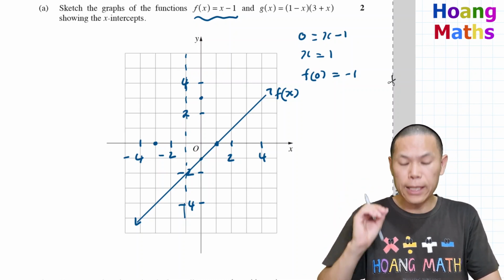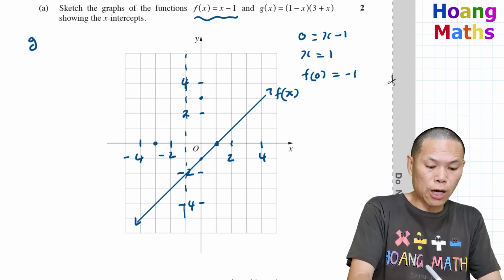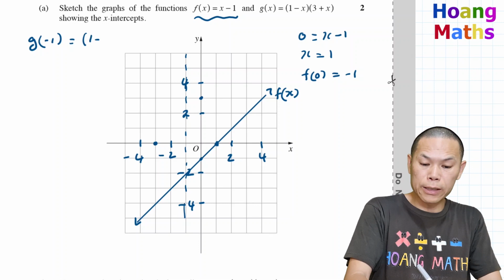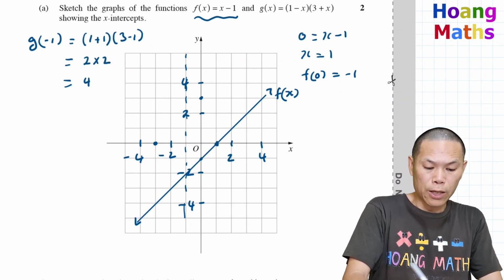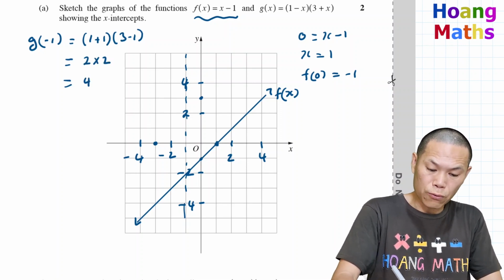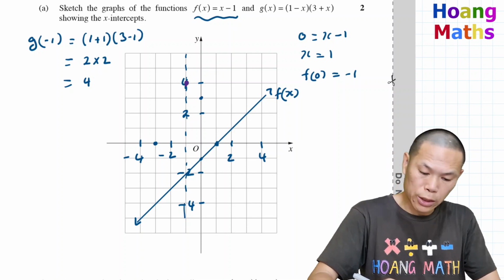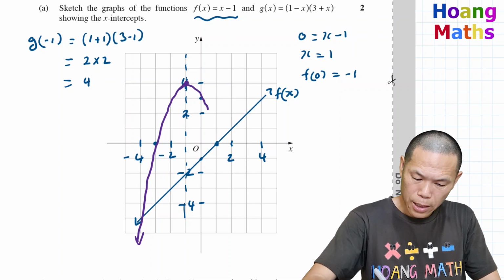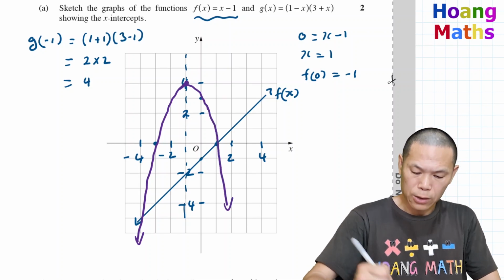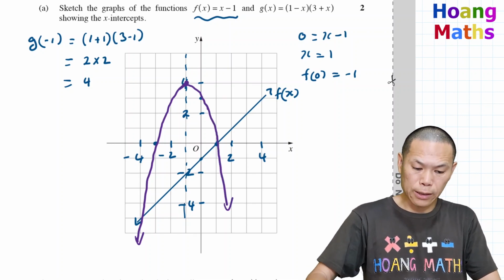So when x is negative 1, g of negative 1 is 1 plus 1, and then 3 minus 1. So that is 2 times 2, gives me 4. So the turning point is right here. So let me just quickly sketch it. And this side here. And just look at where we're going. So there you go. So that is a sketch.